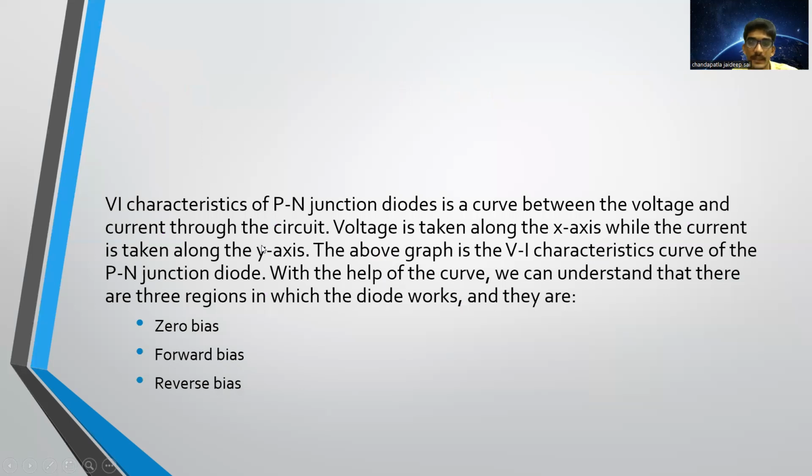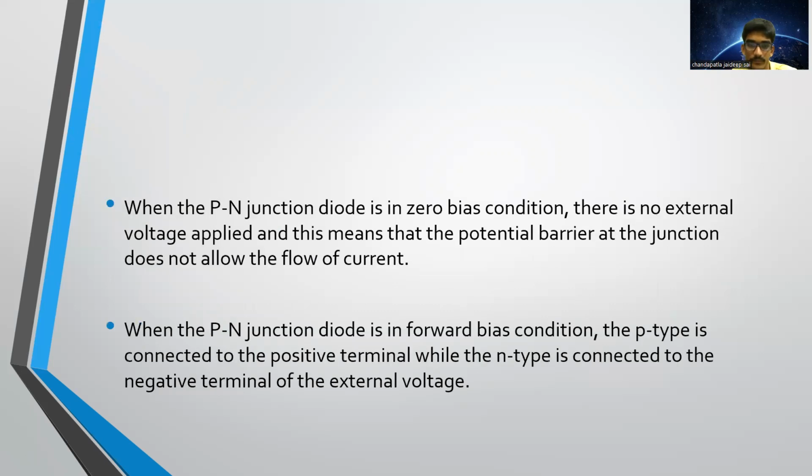The characteristics of PN junction diode is a curve between the voltage and the current through the circuit. Voltage is taken along the x-axis while the current is taken along the y-axis. The above graph is the VI characteristics curve of the PN junction diode. With the help of the curve, we can understand that there are three regions in which the diode works, and they are zero bias, forward bias, and reverse bias.